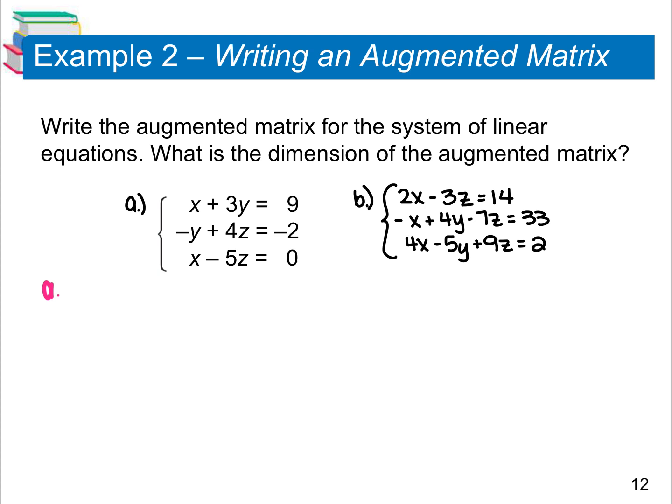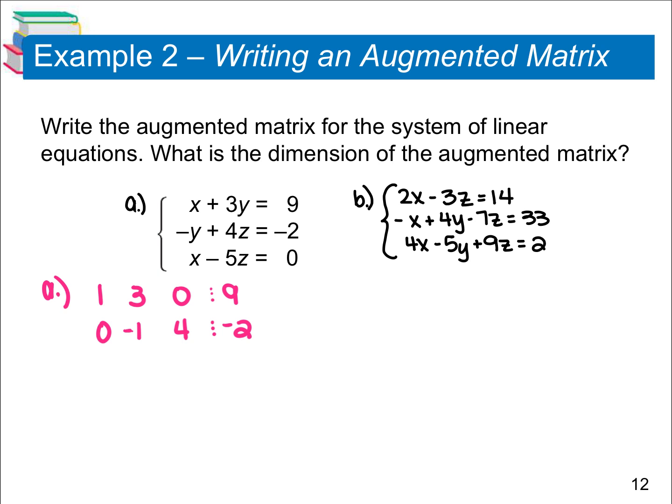For your first equation, you have coefficients of 1, 3, and 0 for that z. Your answer for this one is the 9, so we'll put that to the right. For your middle equation, you do not have an x, so we're going to put in a 0 for the x. A negative y would be negative 1. And the 4z is 4. Do your 3 dots and your answer of negative 2.